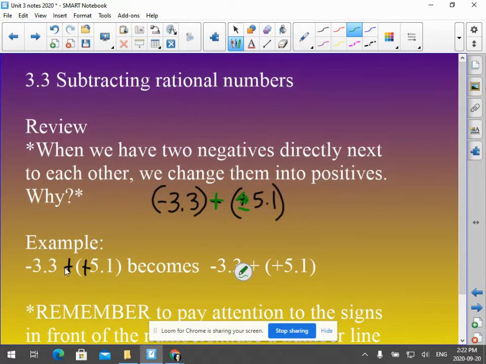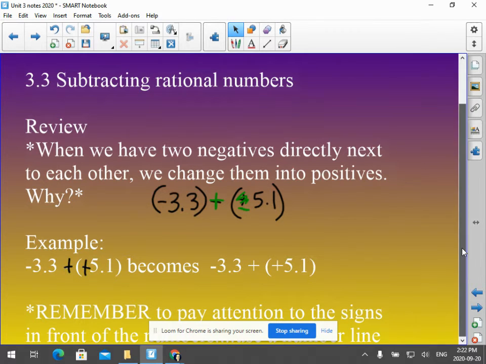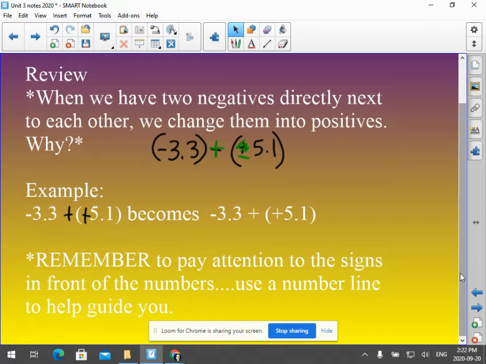You do have the use of your calculators to help you out as you are doing things if you struggle with seeing which direction it should be going. But you should always be automatically changing these things when you are beginning to work. So I have in bold at the bottom, please remember to pay attention to the signs in front of the numbers. Use a number line to help guide you if you need.